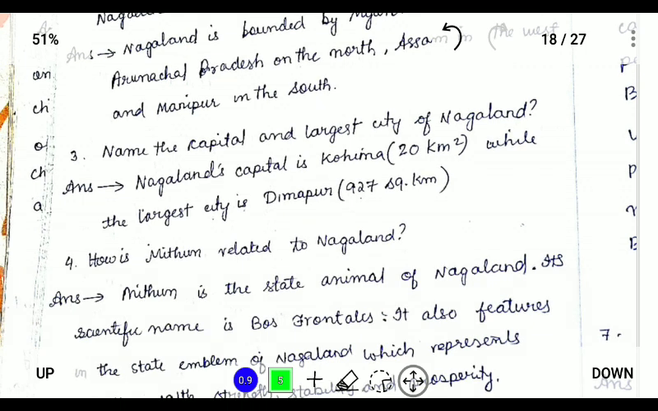Name the capital and largest city of Nagaland. The capital of Nagaland is Kohima, which is 20 square kilometers, and the largest city is Dimapur with 927 square kilometers.